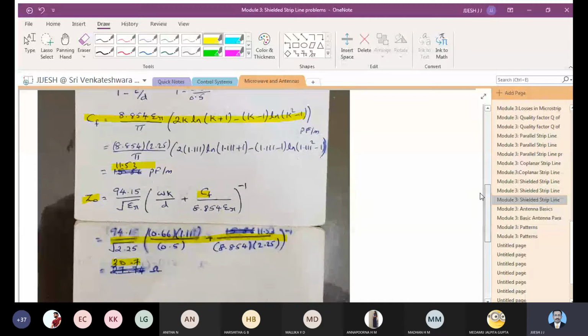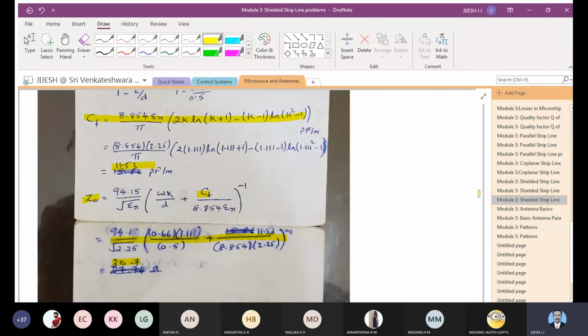So in this, half of this module is done, where we have studied all the concepts of strip lines, where we have seen the coplanar strip line, shielded strip line, parallel strip line, and micro strip line. So we started with micro strip line, its losses, quality factor.